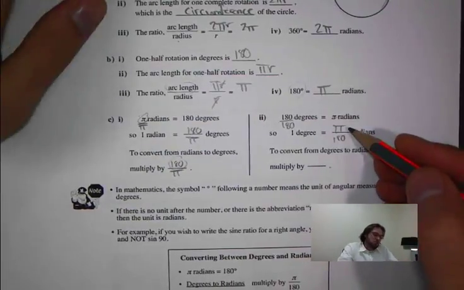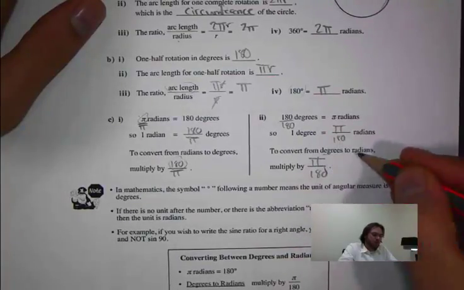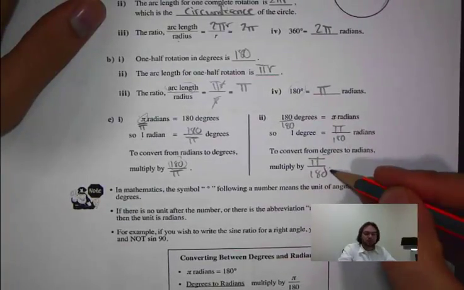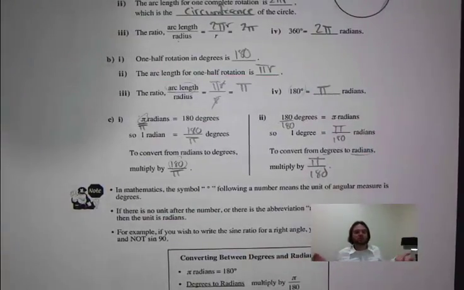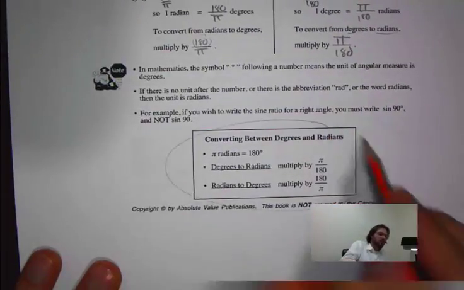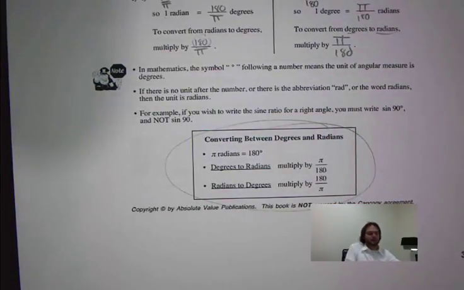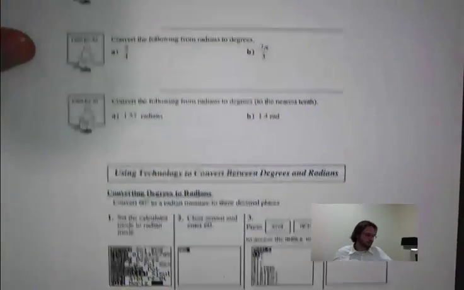This one here, well, it's the opposite. It's pi over 180, because we want to go from degrees to radians. So we want to get rid of degrees, we divide by degrees. And we want radians, we multiply by pi, because radians are in pi's. That's it. So this is, in general, your formula for converting. That's something you should kind of know. Or you could just do it on your calculator, which we'll do later.